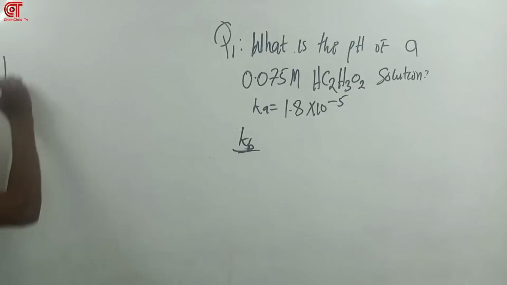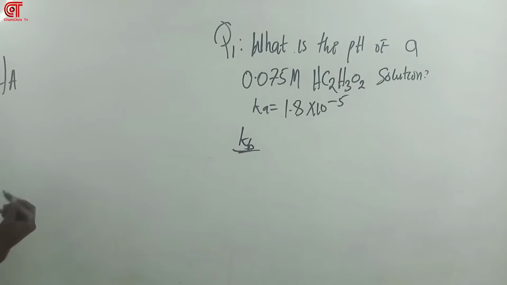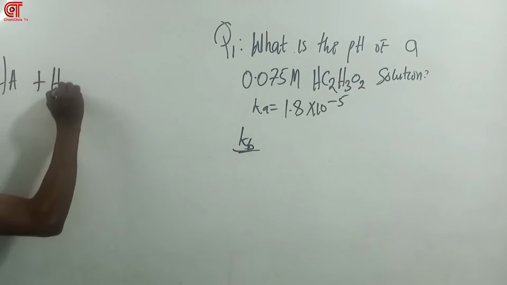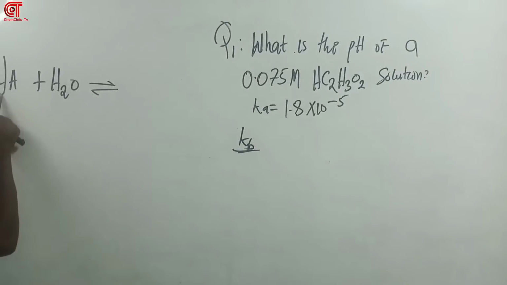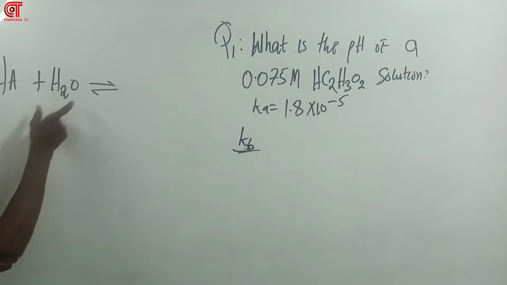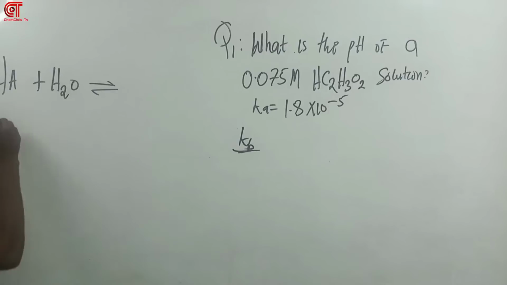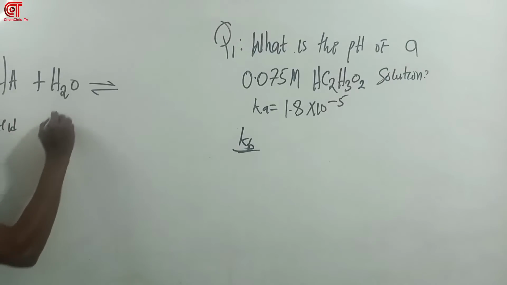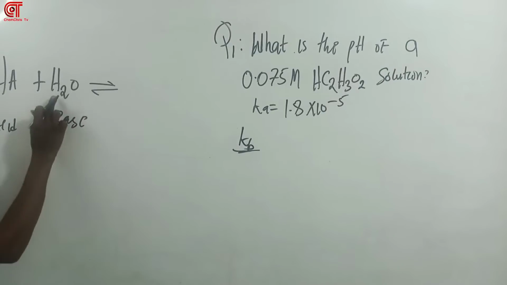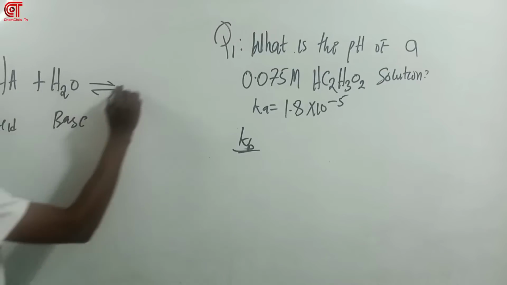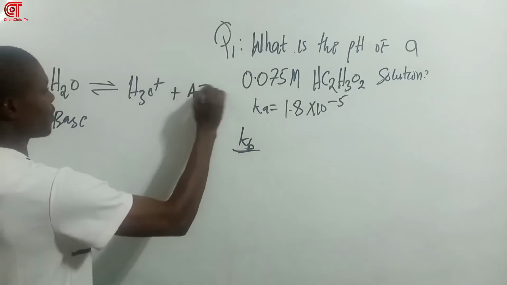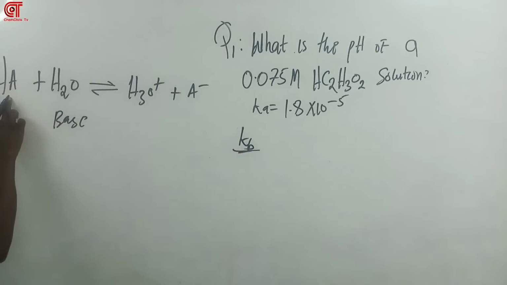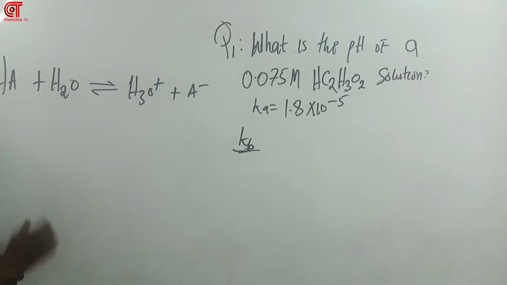Imagine you have HA as a weak acid, and you ionize it in water. According to the concept of acids and bases, an acid donates a proton, while a base accepts a proton. This is my acid, and here is my base. When water accepts the proton, H3O plus and A minus come out. This one has given out the proton.